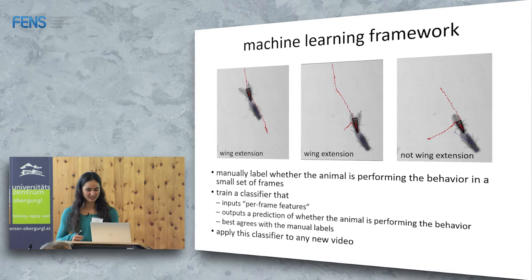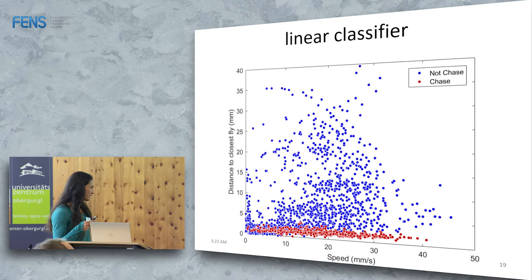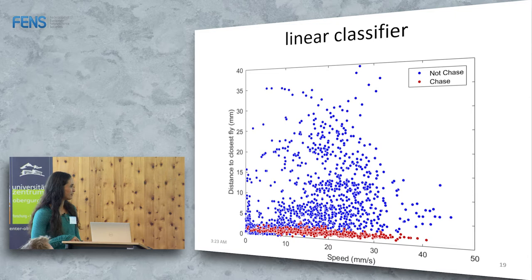So these are some examples. These are chases that were labeled by Alice Ruby, a postdoc in my lab. And we're just plotting the speed of the animal here and the distance to the closest fly. She's labeled something like 5,000 training examples. I think I'm only showing a couple hundred of them here. The red points are things she's labeled as chases, and the blue points are things she's labeled as not chases. So you can see that our original thresholds were not terrible, right? The fly, when it's chasing, is usually moving, and it's usually close to another fly. But maybe we can use machine learning to come up with a better classifier.